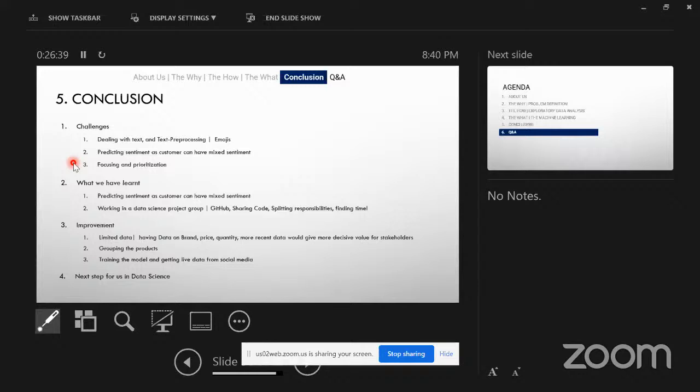As Heather mentioned, the grouping, if we were able to have underwear, accessories, etc., it would have been interesting to see how the reviews change across those elements. And also better training of the model, so we can get more live data from social media. The next steps for us is to continue learning and enhance our experience in data science. We learned that we're just scratching the surface of data science.